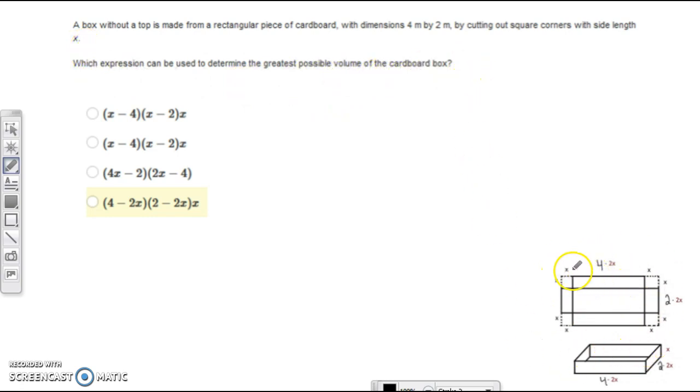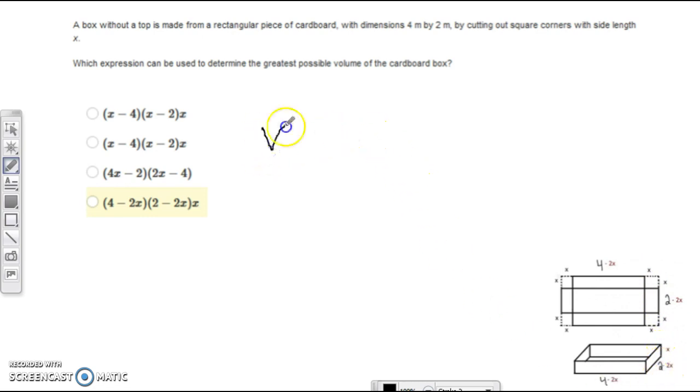This is what's happening. This full length is 4. This length is 2. But again, we're cutting out the corners. So we're cutting out an x from each side. So this full length becomes 4 minus 2 x's. This length becomes 2 minus 2 x's. And then the height here becomes an x.